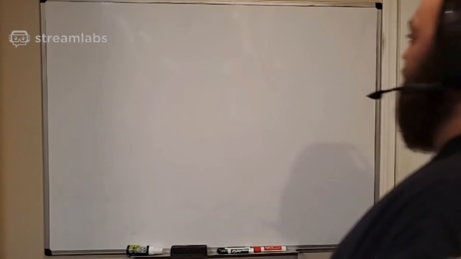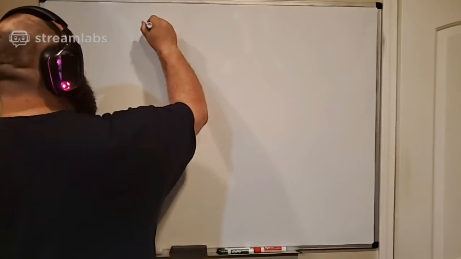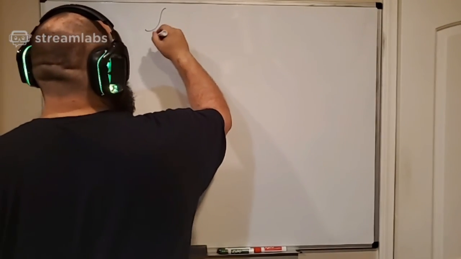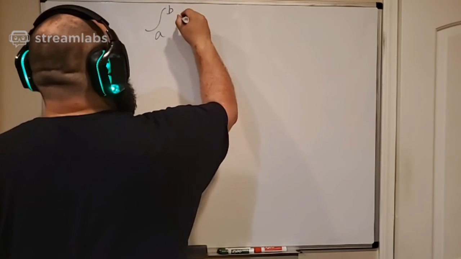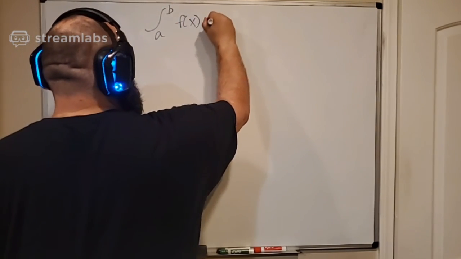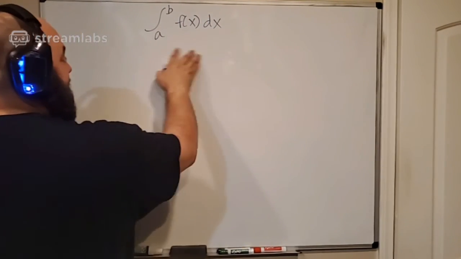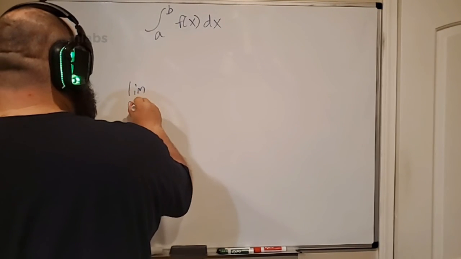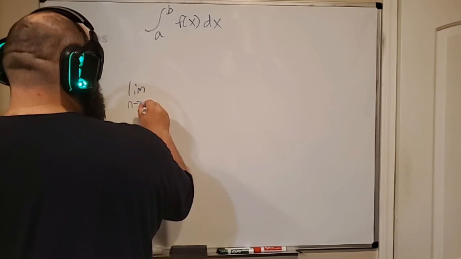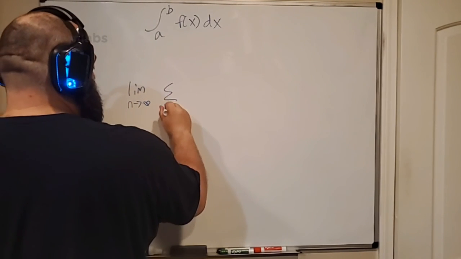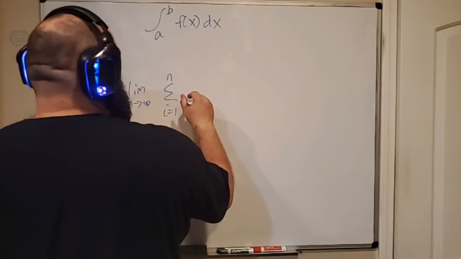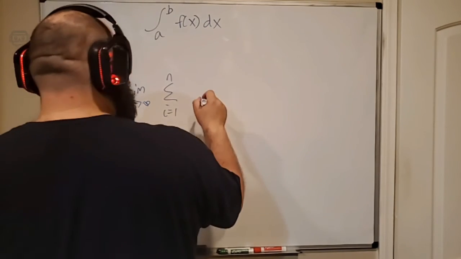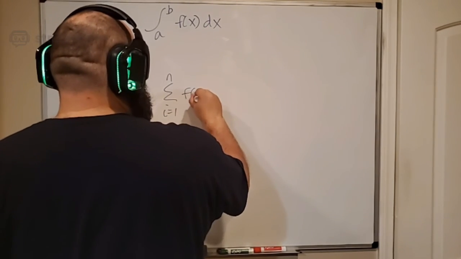We talked about it a little bit, and it's a little thing you can pick up on. But we have to remember what an integral actually is. So the integral from a to b of f of x dx is actually a limit of sums. It's the limit as n goes to infinity of the summation from i equals 1 to n. We don't have f of x dx anymore. It's f of x times delta x.